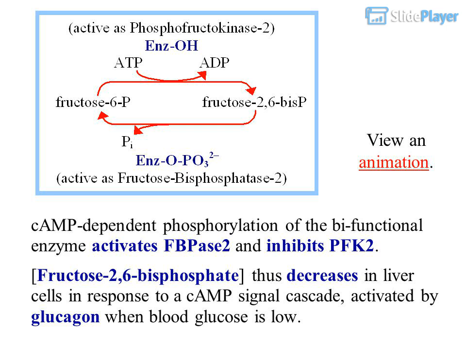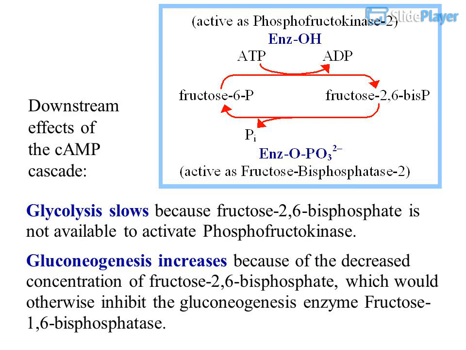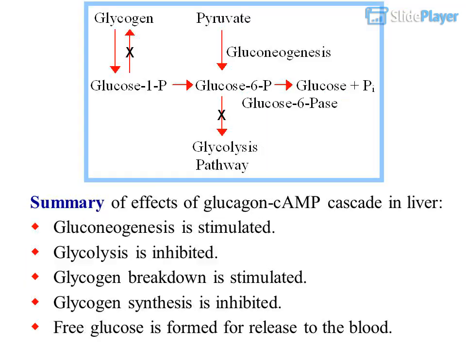Fructose 2,6-bisphosphate thus decreases in liver cells in response to a cAMP signal cascade, activated by glucagon when blood glucose is low. Downstream effects of the cAMP cascade: glycolysis slows because fructose 2,6-bisphosphate is not available to activate phosphofructokinase. Gluconeogenesis increases because of the decreased concentration of fructose 2,6-bisphosphate, which would otherwise inhibit the gluconeogenesis enzyme fructose 1,6-bisphosphatase.